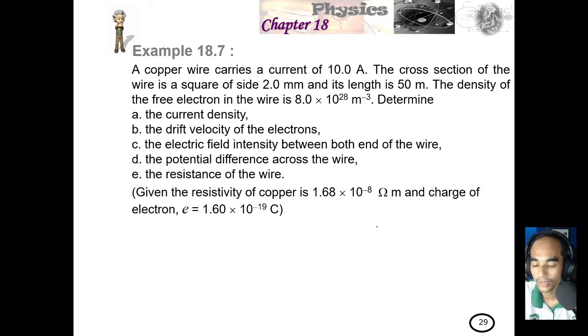Determine: A, the current density. B, the drift velocity of the electrons. C, the electric field intensity between both ends of the wire. D, the potential difference across the wire. And E, the resistance of the wire.